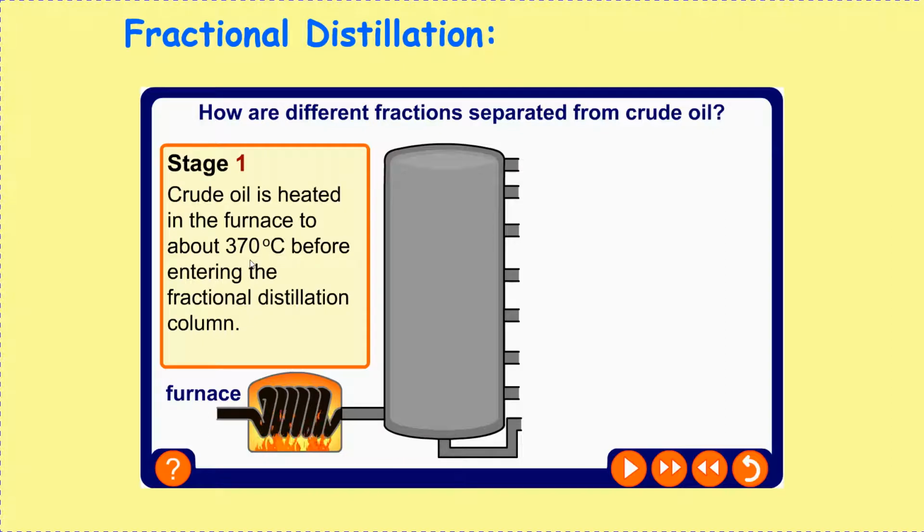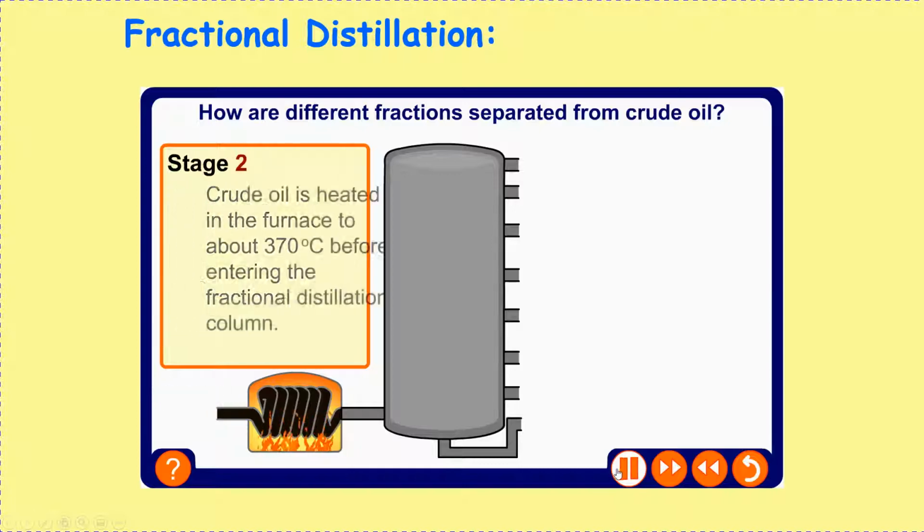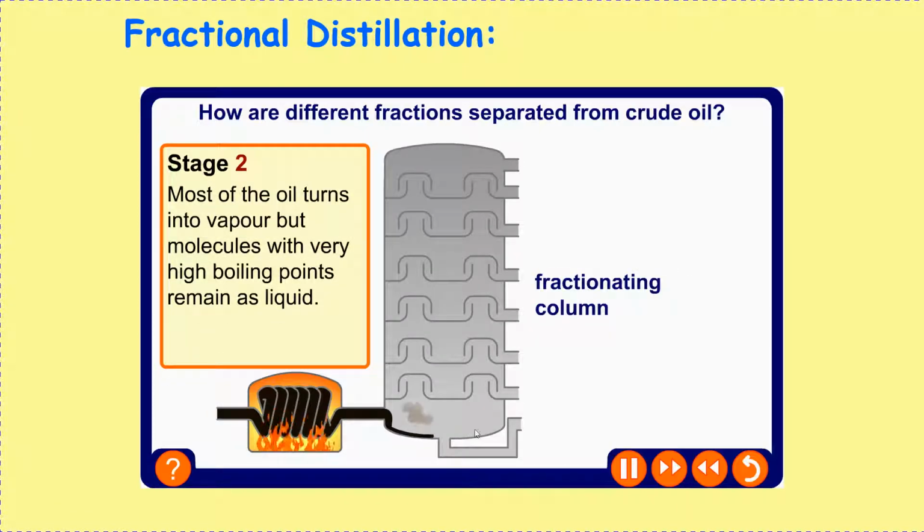So some of the chemicals, some of the compounds, will turn into gases, and they will rise up through this big column. That's what separates the different fractions. All of the oil is not being burned there, it's being heated up. The oil's inside, and then it will enter the fractionating column. The ones that have turned into a gas will rise up through the column.